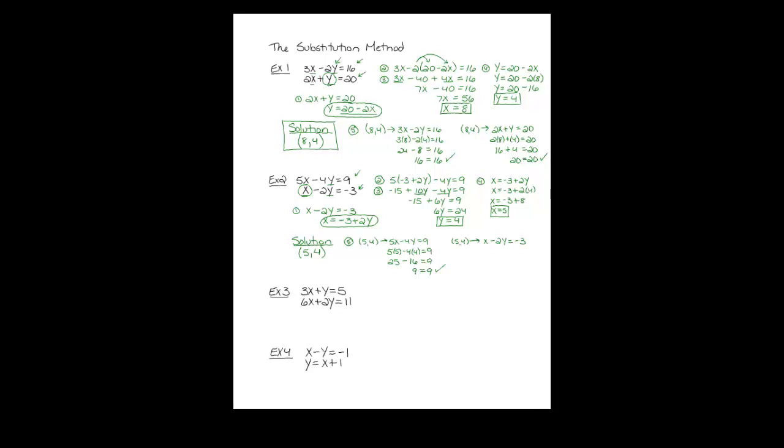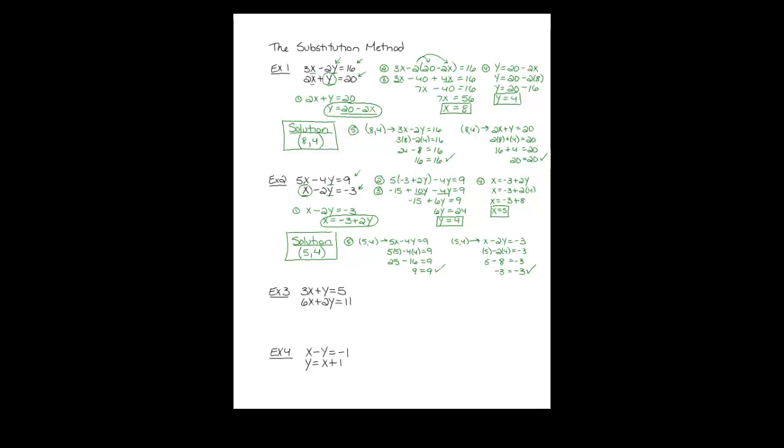So the point 5, 4 does satisfy the first equation. Try it in the second. Here we have, replacing x with 5, 5 minus 2 times 4 equals negative 3. So 5 minus 8 equals negative 3. Negative 3 equals negative 3. So it checks. So we know that the ordered pair 5, 4 is a solution to this system of equations.